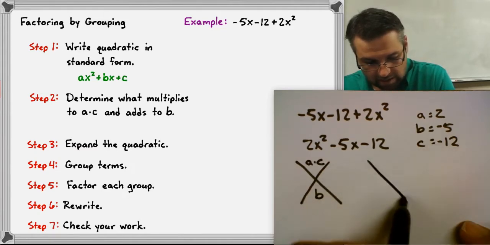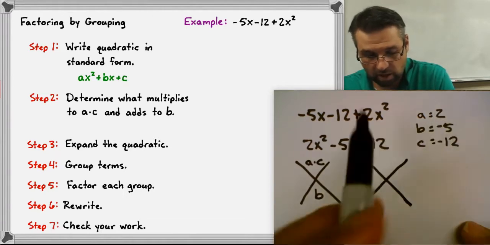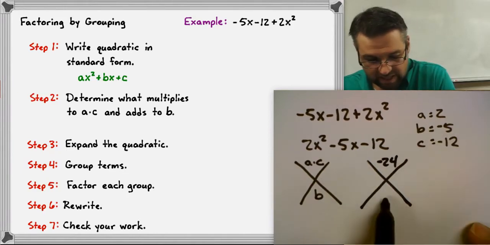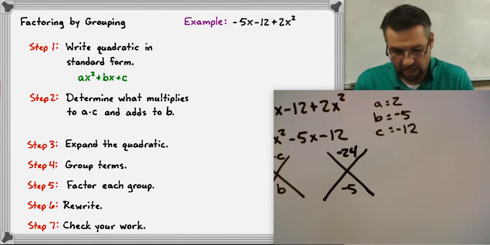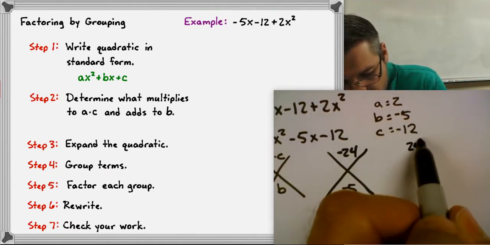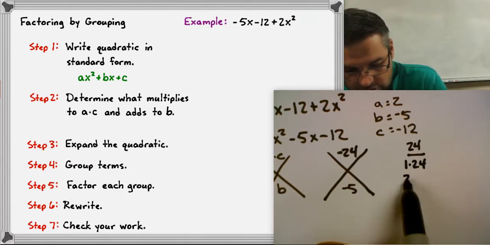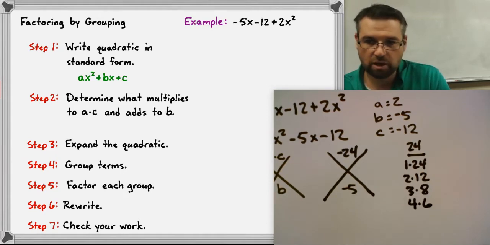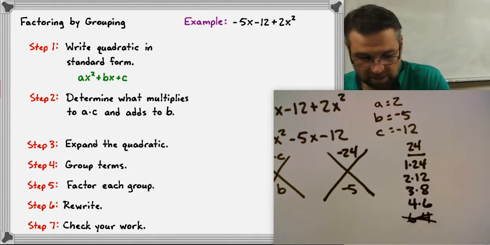So let's set up our x now and plug in our numbers. A times c, 2 times negative 12 is negative 24. And then b is negative 5. And so here is our x box that we've been working with over the last few days. So we're going to list our factors for 24 here. Our factors for 24 are 1 times 24, 2 times 12, 3 times 8, 4 times 6. Okay, 5 doesn't work. 6 works, but 6 is a repeat of the previous one, 6 times 4, so we can cross that one out.